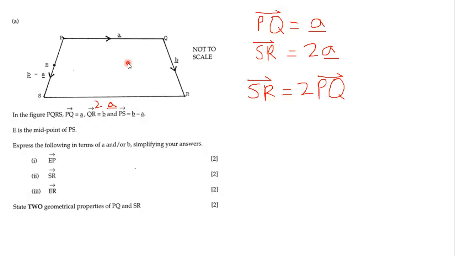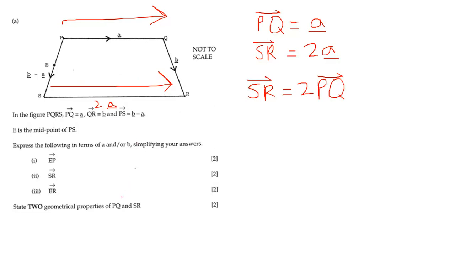What else can we see from this diagram about SR and PQ? Well, PQ is heading to the right. So let's demonstrate that. We start from P and we go to Q, so it's heading to the right. And SR, start at S, end at R, so we're heading to the right as well. So we can also say that these two vectors are heading in the same direction.